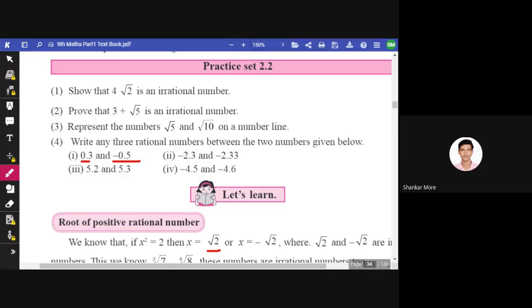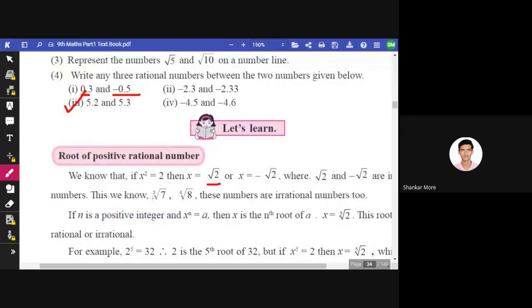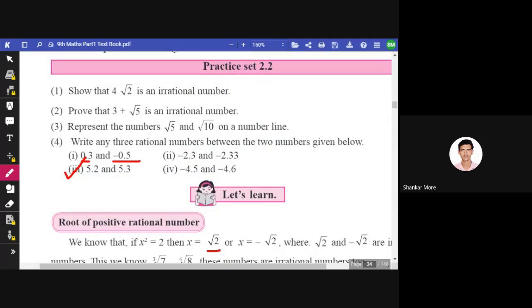ओके चलो ये तो इजी था, अभी यहाँ पे लिखो थर्ड वन. थर्ड वन सॉल्व करो चलो. Three rational numbers between these two numbers. Okay, 5.251, 5.22, 5.23. That is correct. Okay, fine. ठीक है. So that's it, guys. That's it for today. A root of positive rational number we will see in the next class.